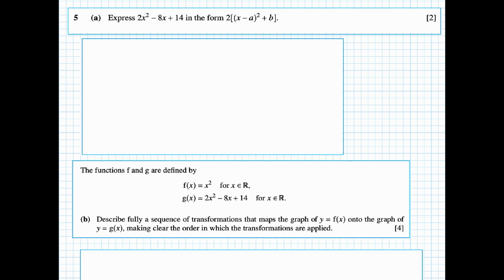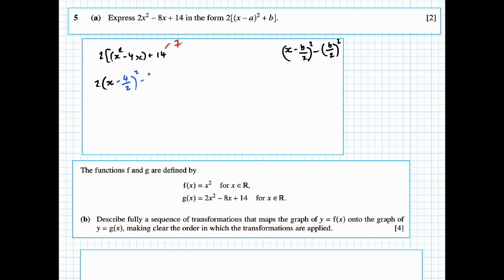Okay, question 5. Express 2x squared minus 8x plus 14 by completing the square. Just be careful of the brackets here. You could do it out and then put the brackets around it, but you want to be careful. You might change 14 to 7 immediately, it's up to yourself. Make sure that constant at the end is inside or outside the bracket, depending on whichever way you're going to do this. Just make sure you don't make that mistake.